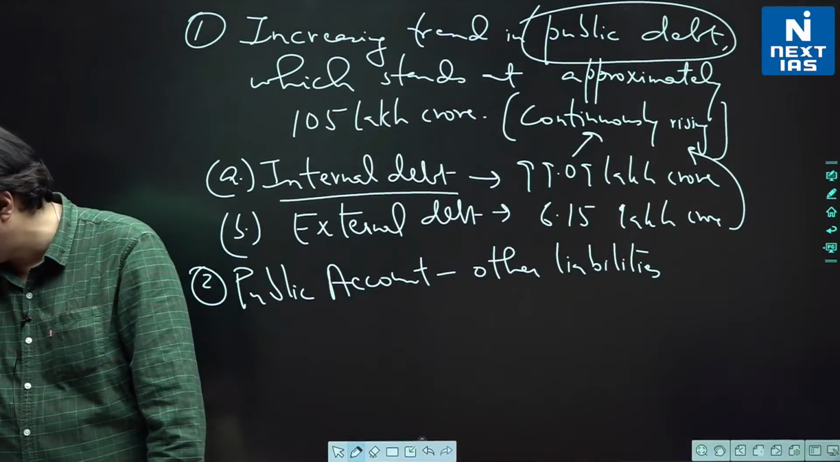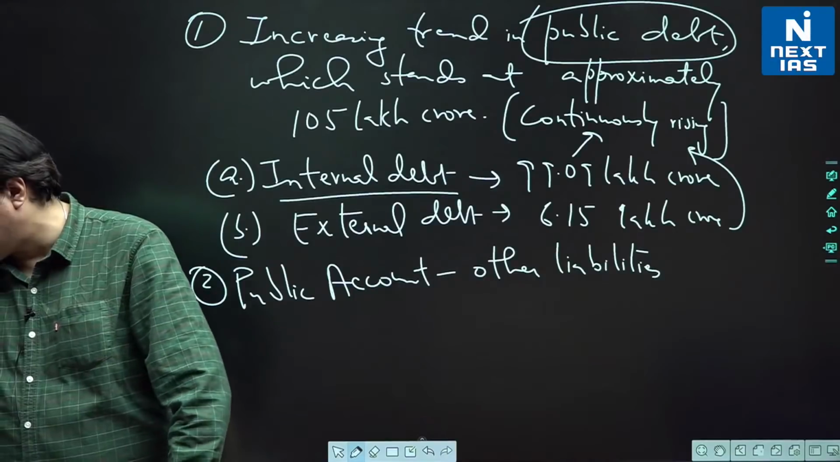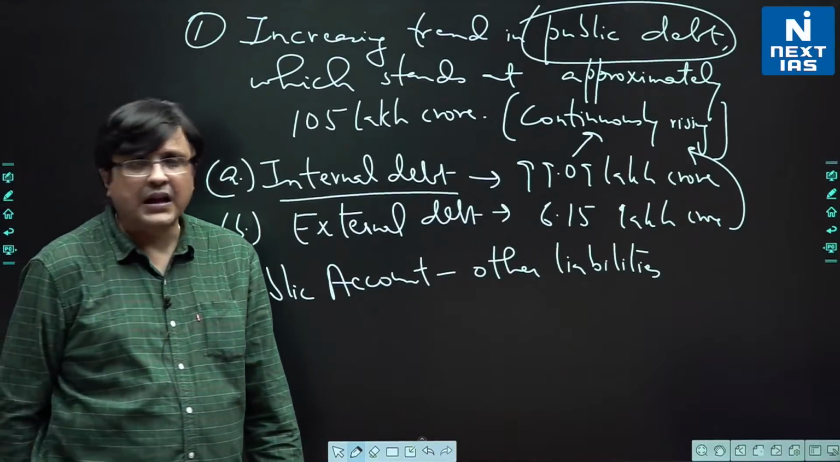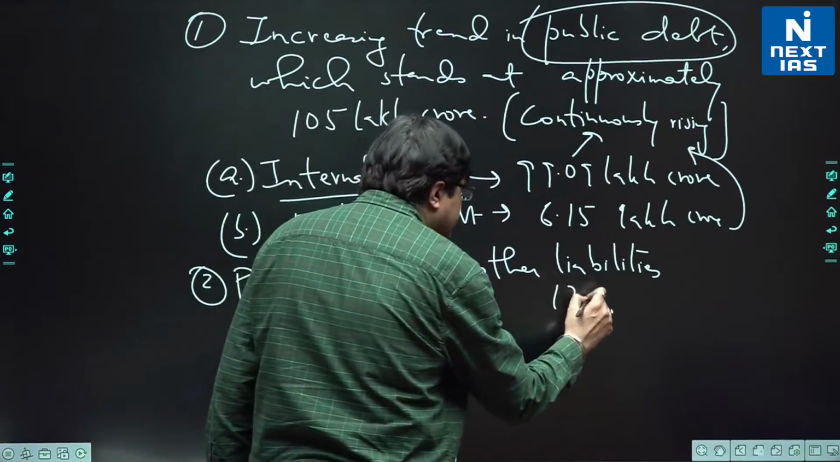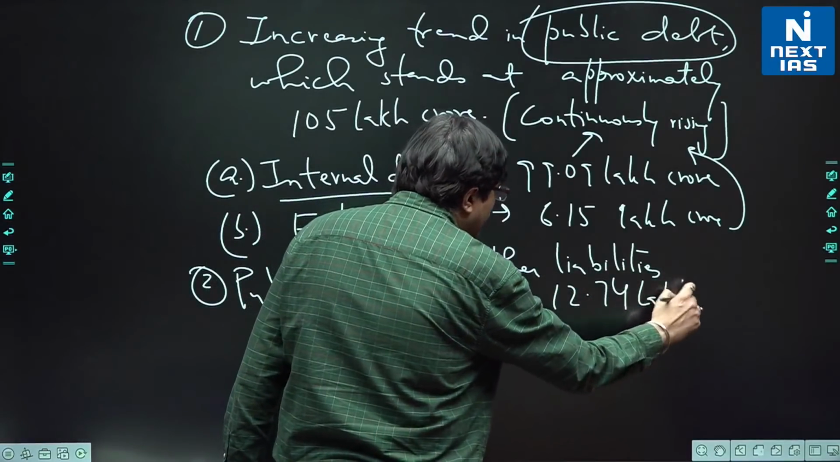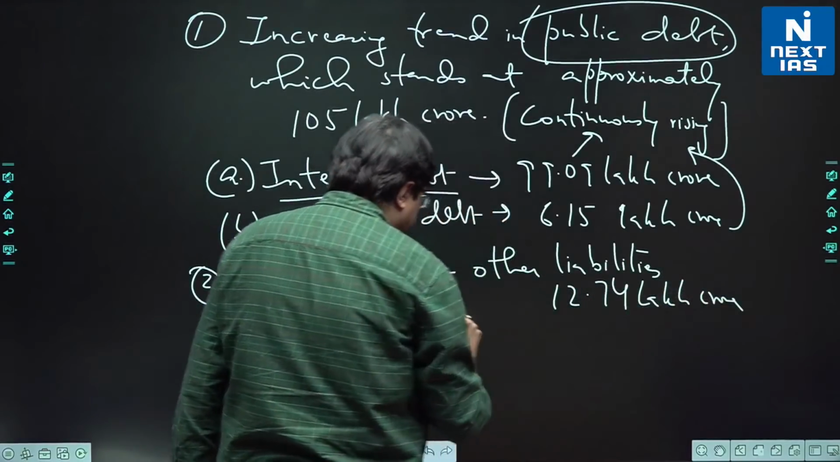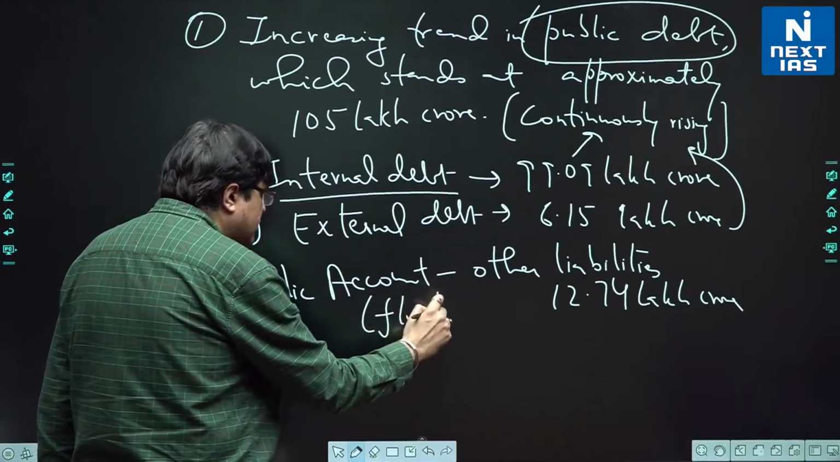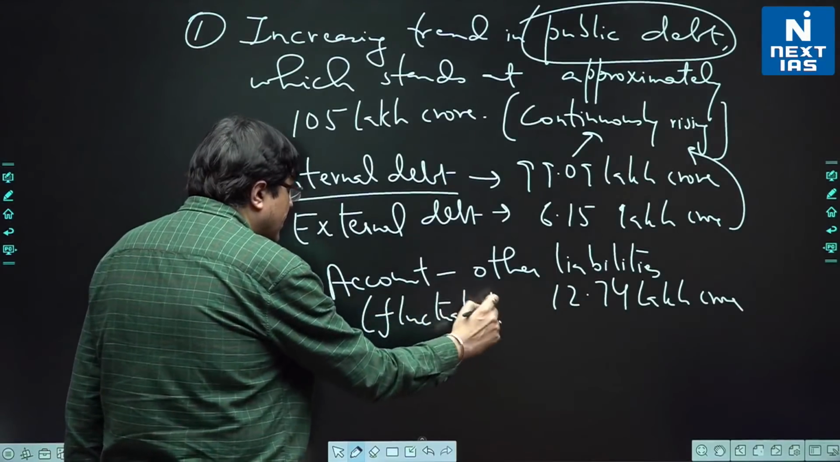So that is your other public accounts liabilities, and that again has shown a fluctuating trend, but that was seen at around 12.74 lakh crore. Again, you don't have to remember the exact value, but just the trends. So that has shown a fluctuating trend.